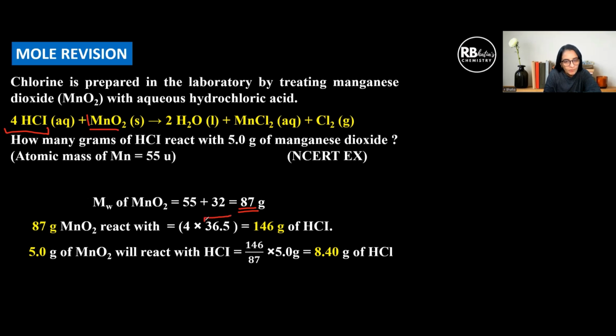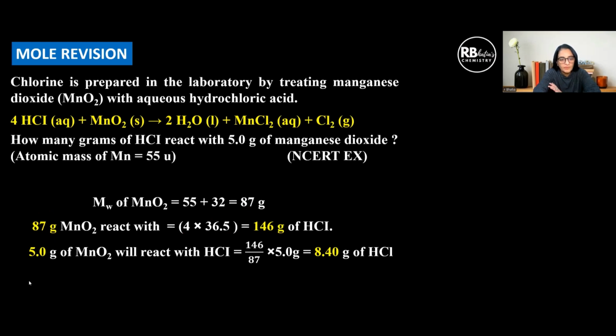1 mole of HCl weighs 36.5 gram. So 4 into 36.5, that is 146 gram of HCl. According to the equation stoichiometry, 87 gram manganese dioxide reacts with 146 gram of HCl. So 5 gram of manganese dioxide will react with how much? This is simply a unitary method. 146 divided by 87 into 5. This gives 8.4 gram of HCl. So we move on to the next question.